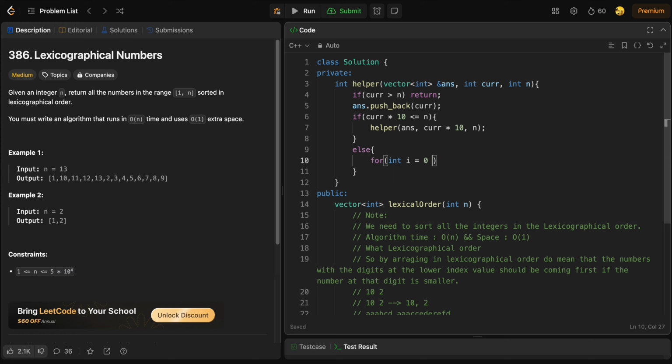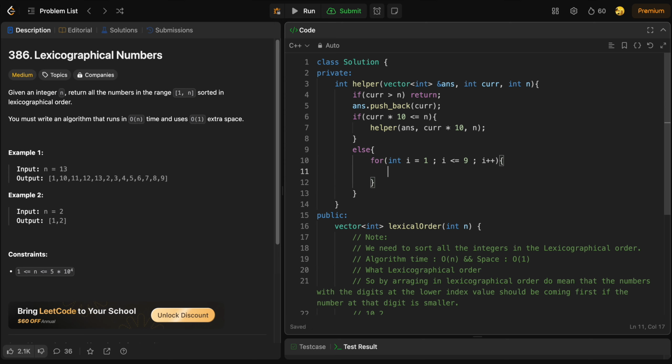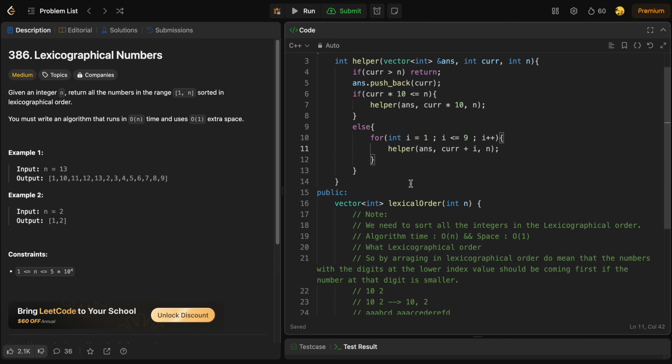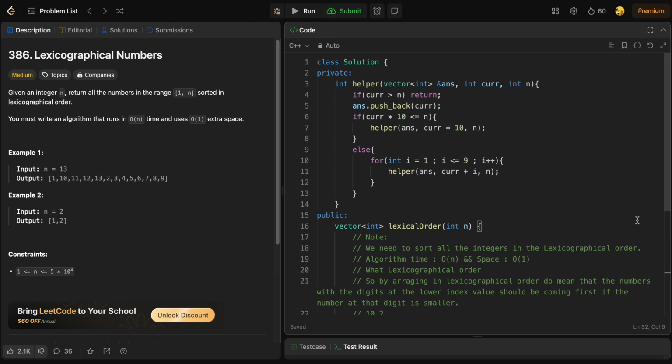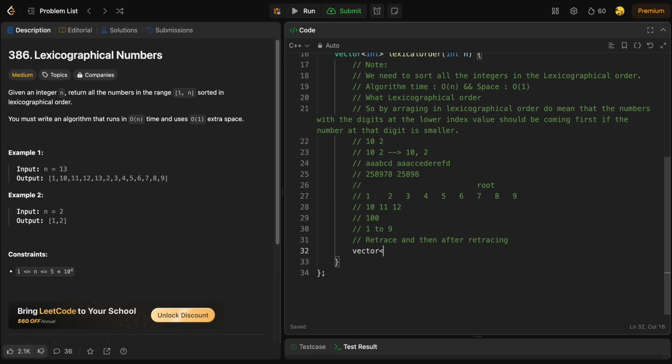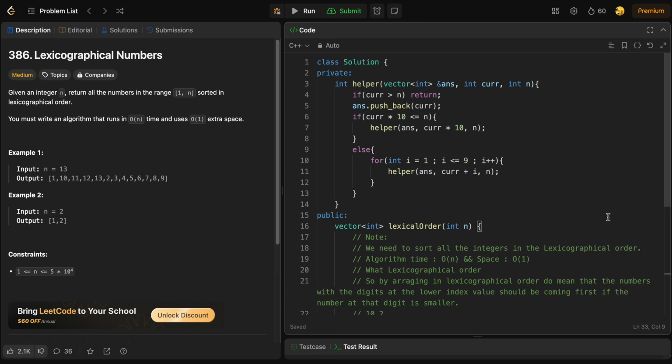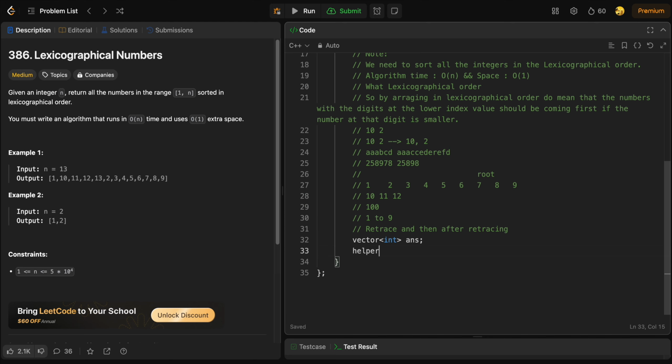for int i equal to 1, i is less than or equal to 9, i plus plus. As I already told you, what I'll do is helper of ans, cur plus i, and this should ideally work. So I'll just call vector int ans. This will be helping to maintain the state of a number, and I'll just call helper of ans, cur number being 1, n being n, and I'll just return ans.